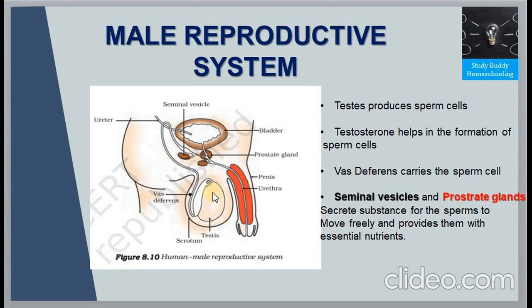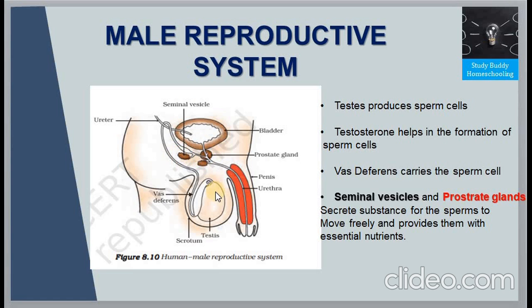So sperm cells are formed here in the testis, and they travel to epididymis. This white part is known as epididymis, where they get matured. From the epididymis, the matured sperms travel through a long muscular tube known as vas deferens. You can see there are two glands present here. One is a seminal vesicle and the other is the prostate gland. These two glands are very important.